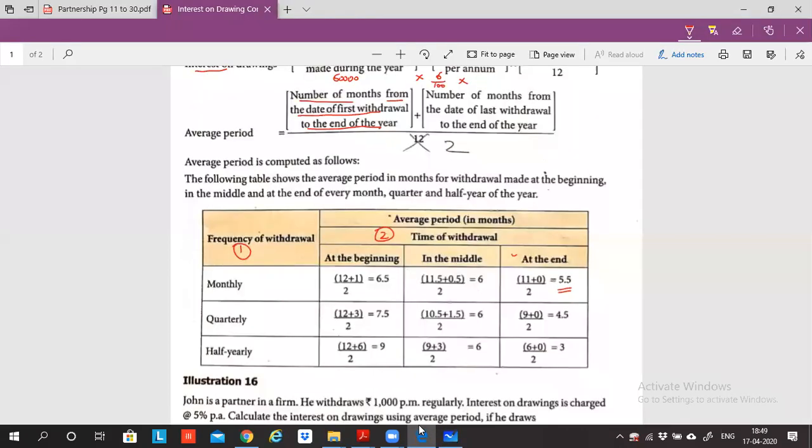So if you see, come and see this table, if the money is withdrawn on monthly basis and in the beginning of every month, then the period is 6.5. If the money is withdrawn monthly and it is withdrawn in the middle of the month, then the answer will be 6 months. If the money is withdrawn every month, but at the end of each month, then it will be 5.5.